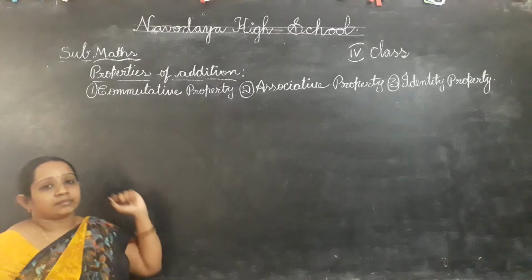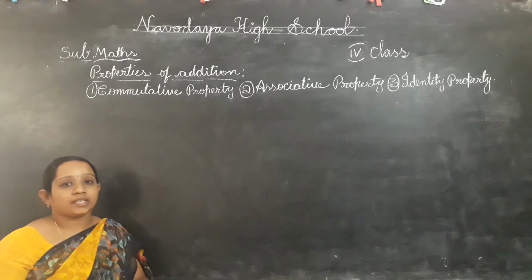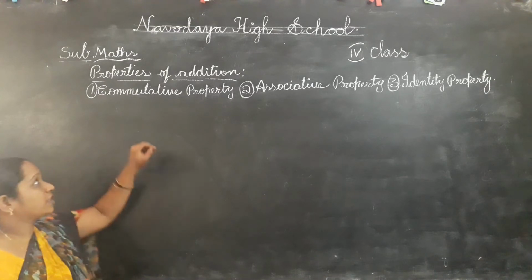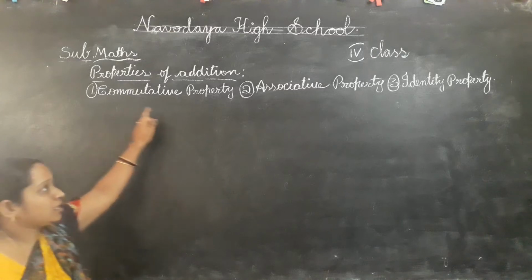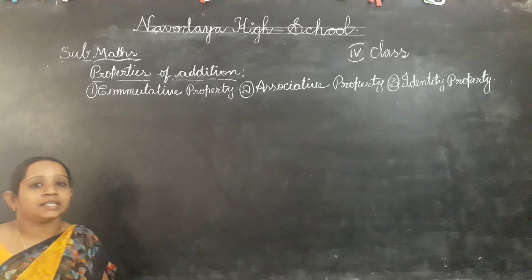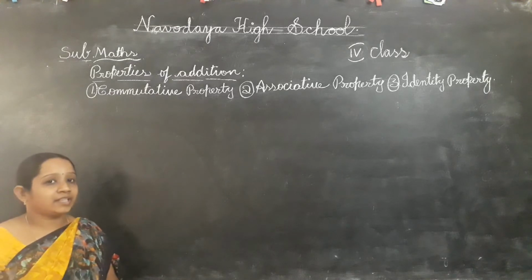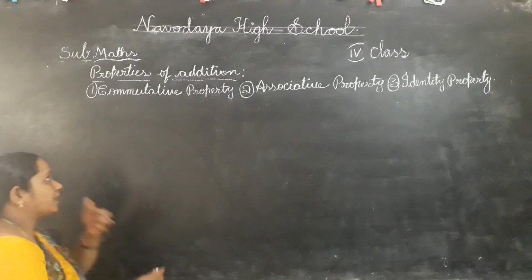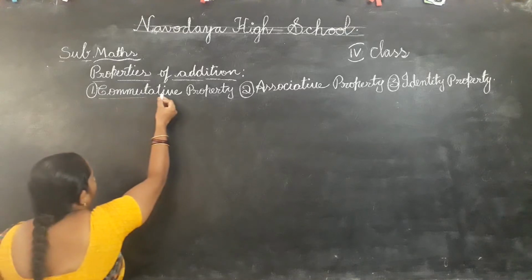Properties of addition. There are three properties of addition, children. First one, commutative property, associative property, identity property. Let us learn about each property with examples, children. First one, commutative property.